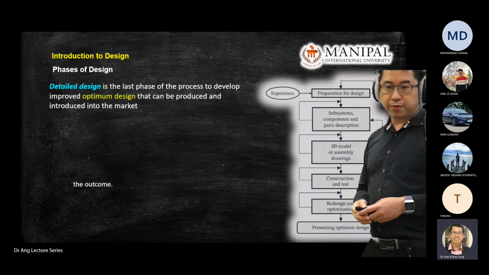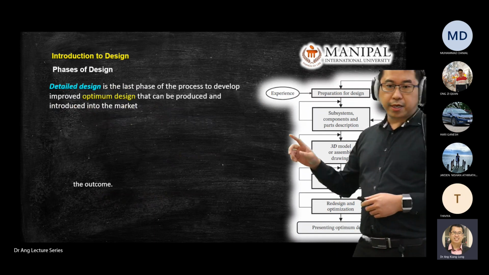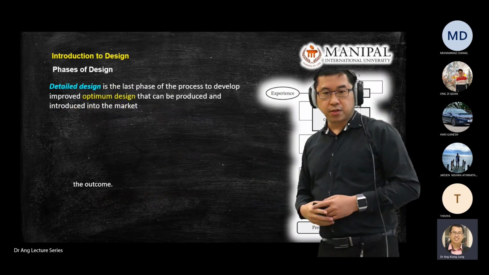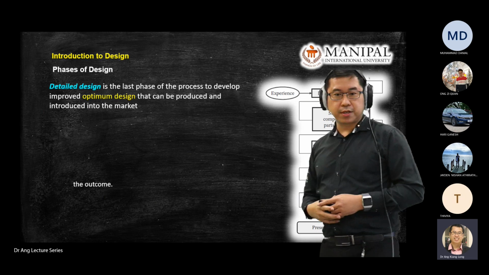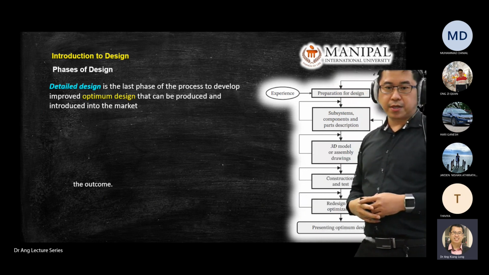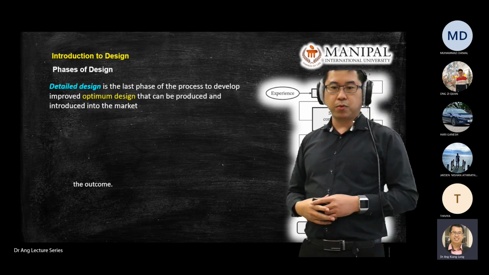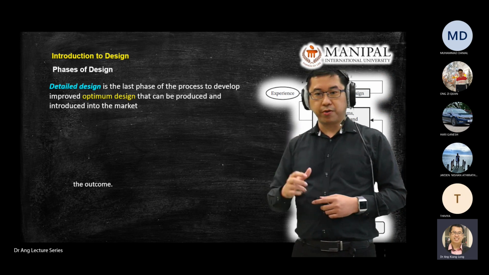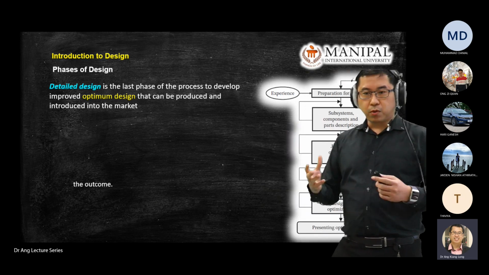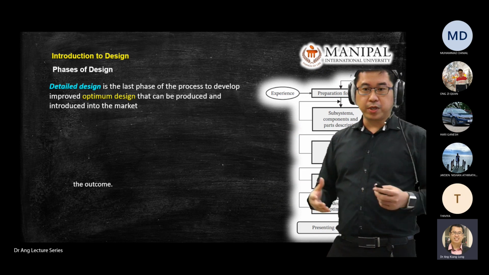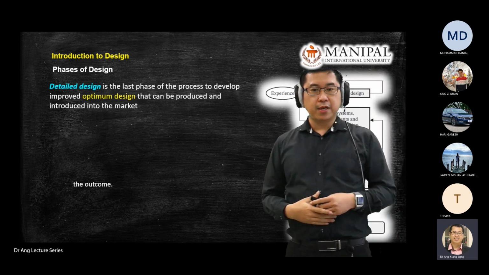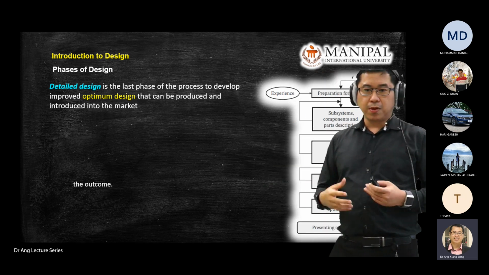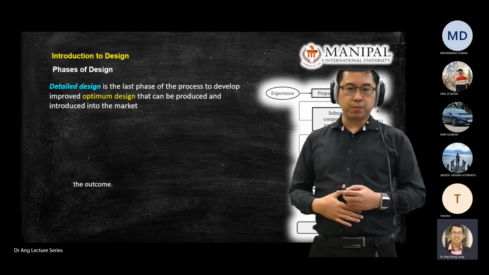Then when you come to the final phase, it is the detailed design. Detailed design means you keep looking into the very small areas. For example, what you will be doing for these 2 weeks, when you add more and more detailed dimensions into your 3D model.